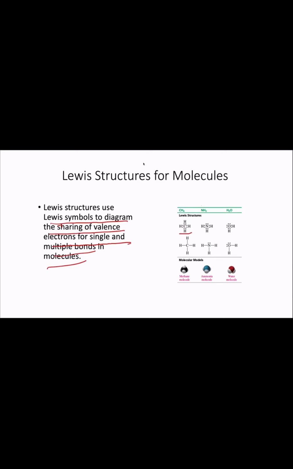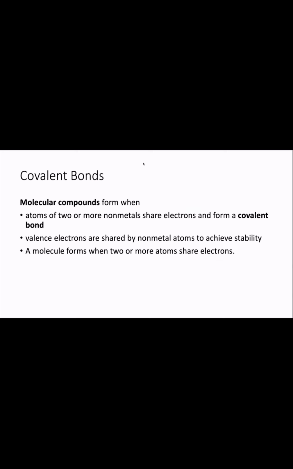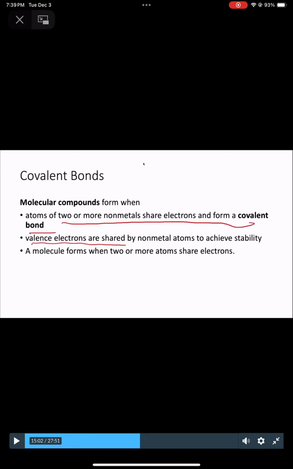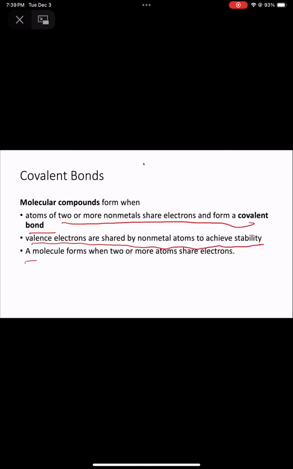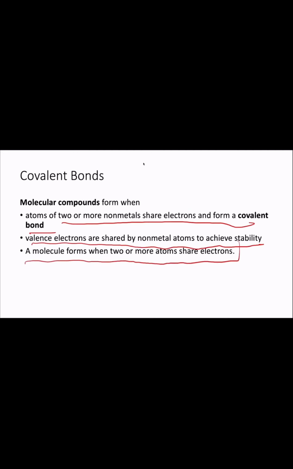Covalent bonds. Molecular compounds form when two nonmetals share electrons to form covalent bonds. Valence electrons are shared by nonmetals to achieve stability. A molecule forms when two or more atoms are sharing electrons.